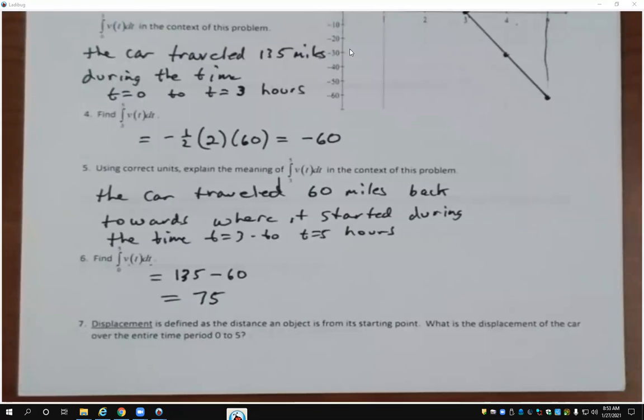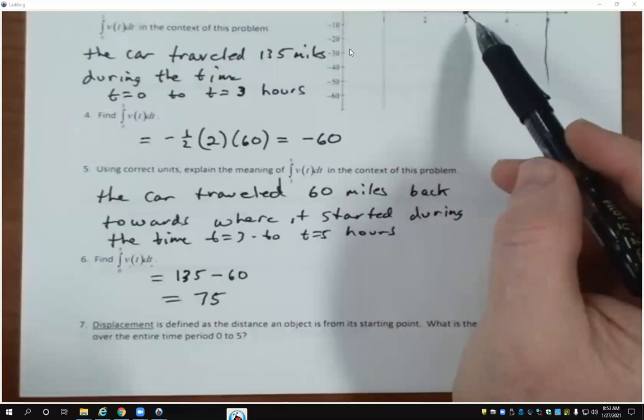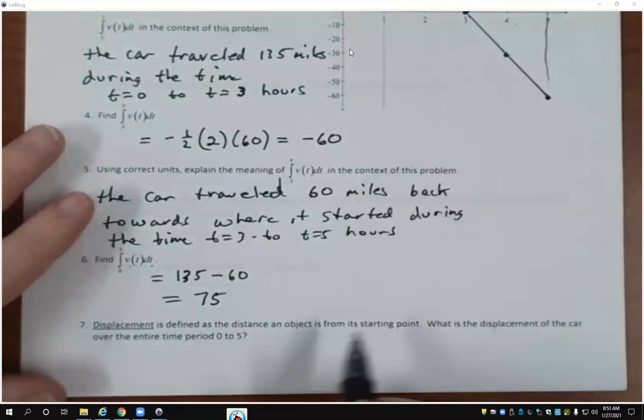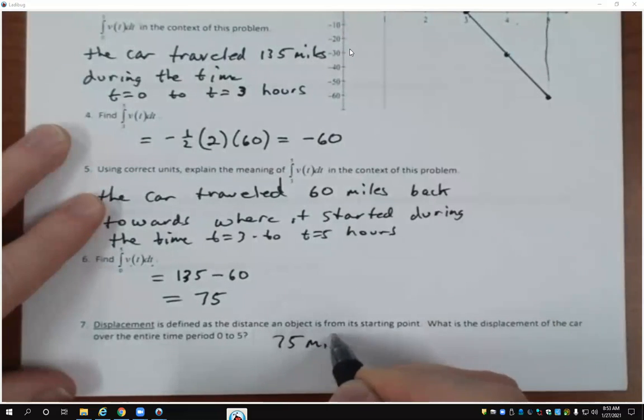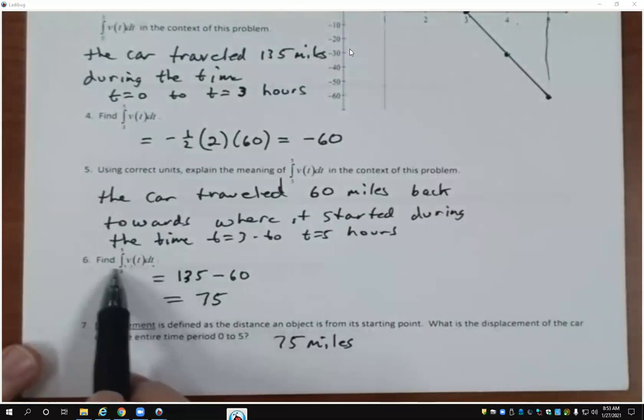That's really question number 7 here. Displacement is defined as the distance an object is from where it started. From wherever we started, we went 135 miles to the right, and then we went back 60 miles to the left. So our displacement is 75 miles. We are 75 miles away from where we started. And that is the same thing as this integral right here.